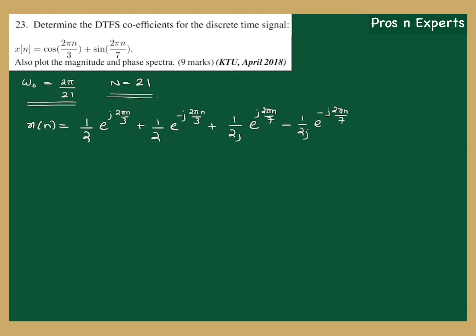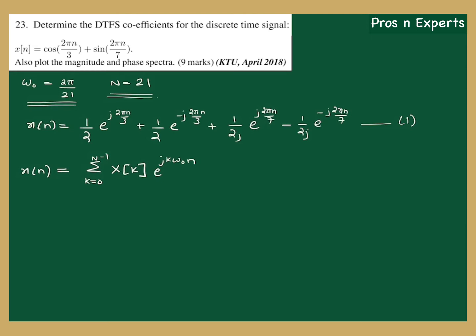Now, let this be equation number 1. Okay, I'll keep it there. Now let me come to the DTFS equation. What is the actual DTFS equation? By the synthesis equation, we can express any discrete time periodic signal as sigma over k equal to 0 to n minus 1 of x of k, which is the Fourier coefficients, into e raised to jk omega 0 n.